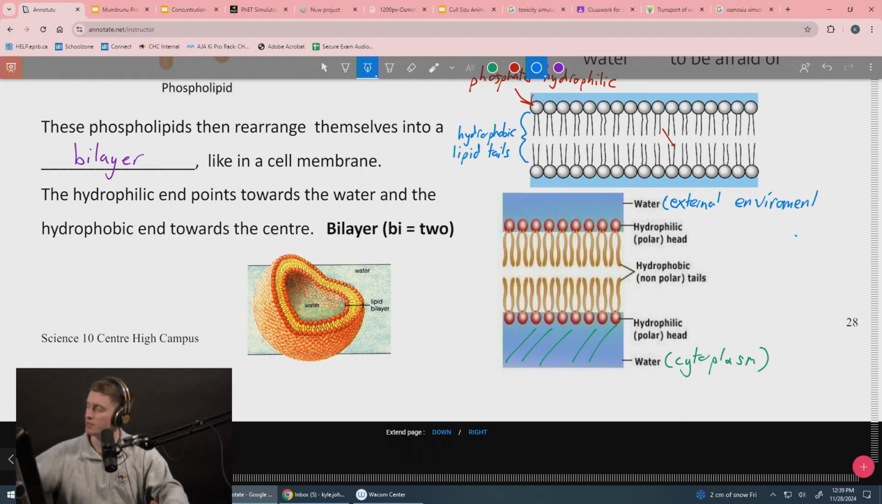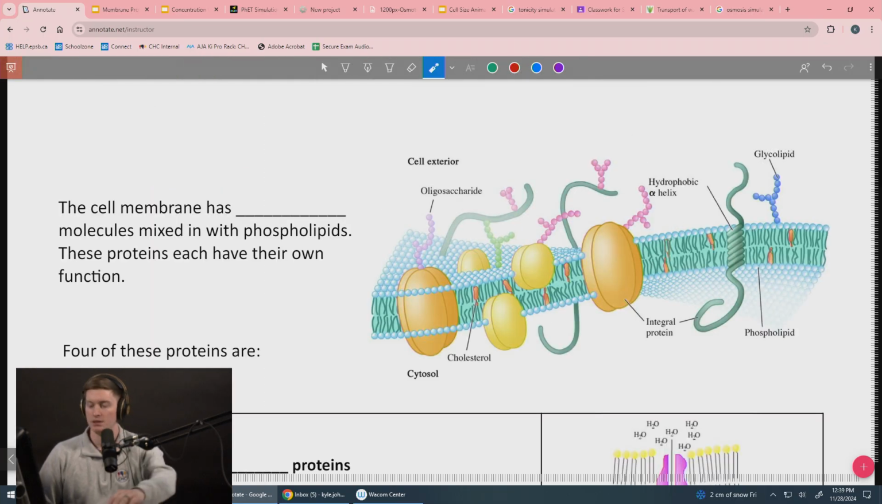And our phospholipid bilayer is going to separate those two. The cell membrane isn't just phospholipids, though. It also has protein molecules mixed in with the phospholipids. And each of these proteins has their own function.